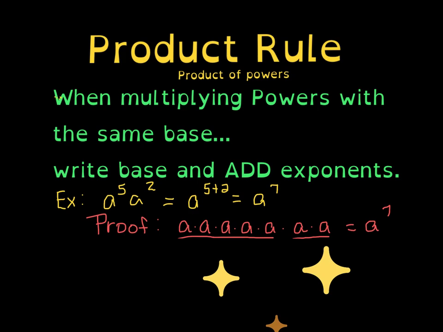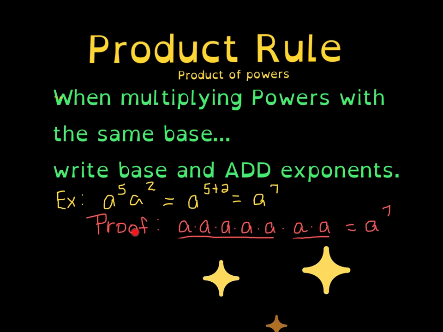Okay, so this is the product rule, or the product of powers. It just says when multiplying powers with the same base, write down the base and you add your exponents. So the example I have here is a to the fifth power times a to the second power, right here. So what you do is write down the base, which is a, and you add your exponents. 5 plus 2 is 7, so a to the seventh power.